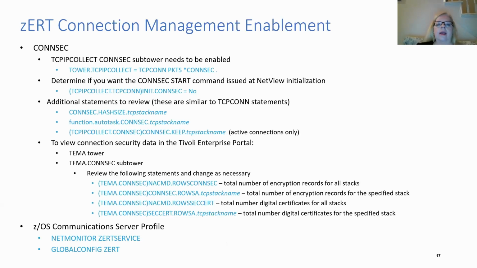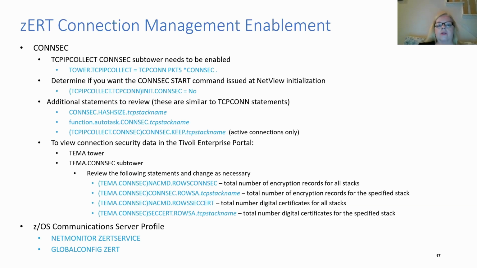Okay, so how do you enable this? As I mentioned, there is a new tower for ZERT under the TCP/IP collects major tower, and the subtower is called CONNSEC. It is commented out by default because there is a lot of data that flows with ZERT. You can also decide if you want to start this at NetView startup. If not, you can start it dynamically, that's fine.